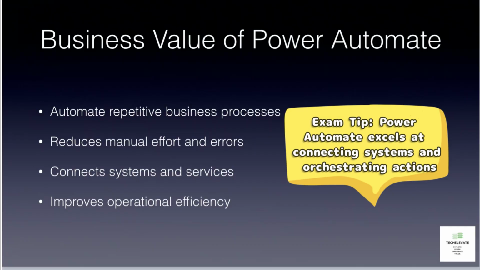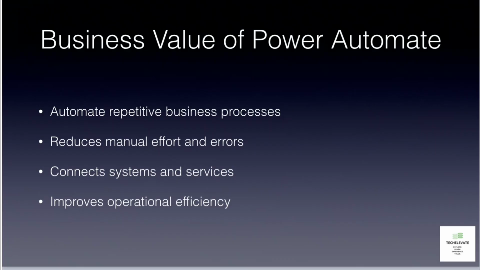Business value number 5, streamline approvals and notifications. Power Automate is widely used to create approval workflows. Examples include expense approvals, vacation requests, purchase orders, and document sign offs. Approvals can be sent by email, Microsoft Teams, and mobile notifications, which results in faster decision making, better visibility into process status, and improved accountability. Approval automation is very common in the PL-900 scenarios.